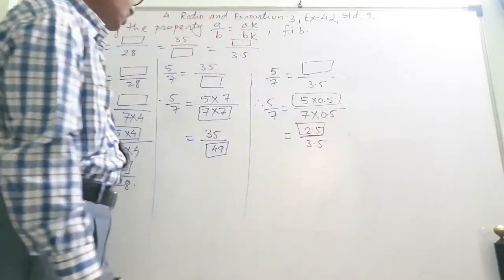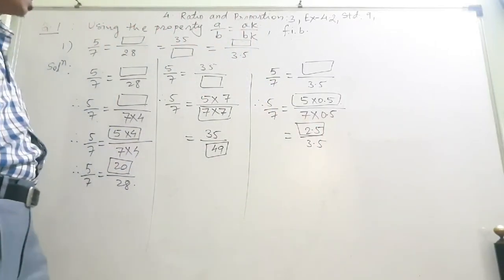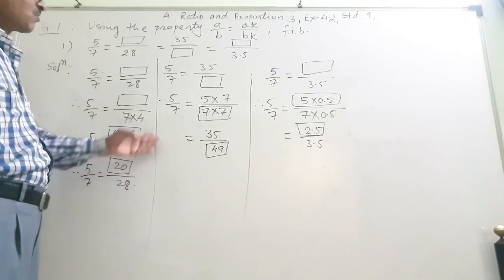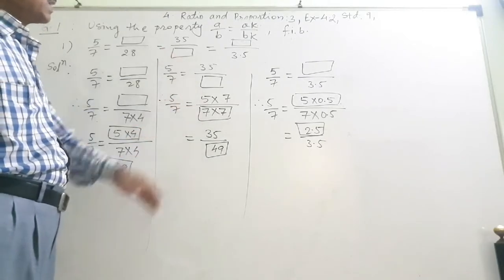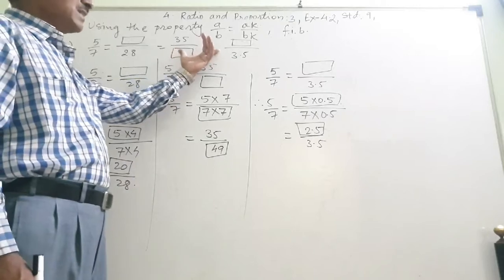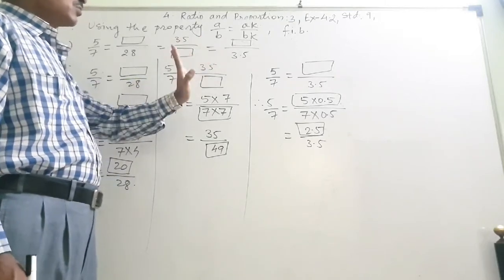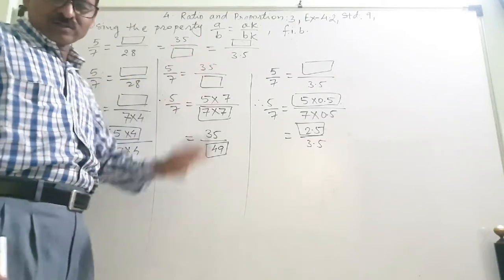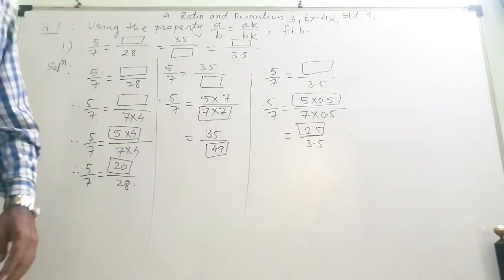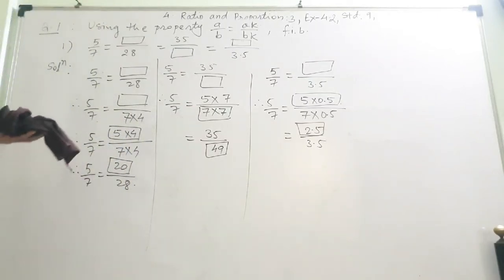Or otherwise you could have taken the one with 35, or you can take this and this also. So no problem in this. Okay. So this question I am finishing here.